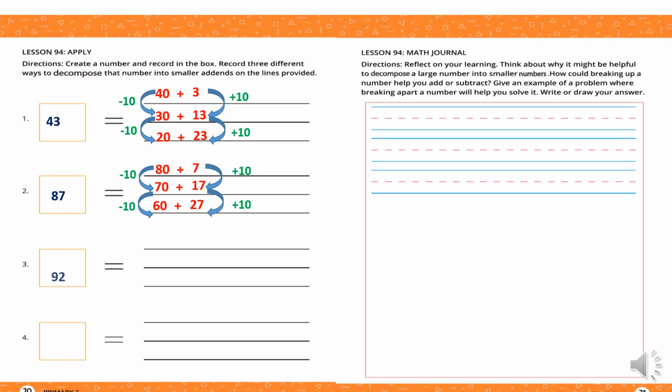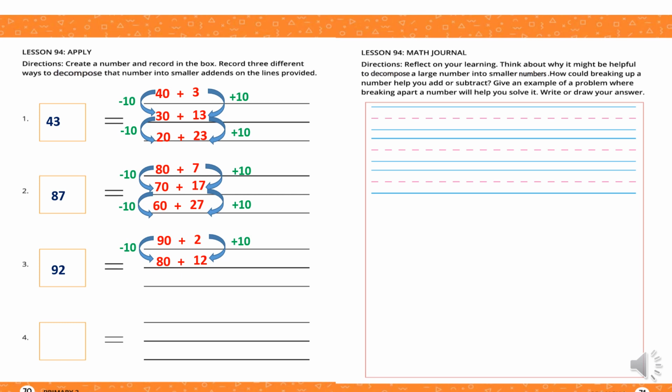Question number 3. 92. 92 can be decomposed into 90 plus 2. Now subtract 10 from 90. 90 minus 10 equals 80. We must add 10 to the second addend. 2 plus 10 equals what? Equals 12.